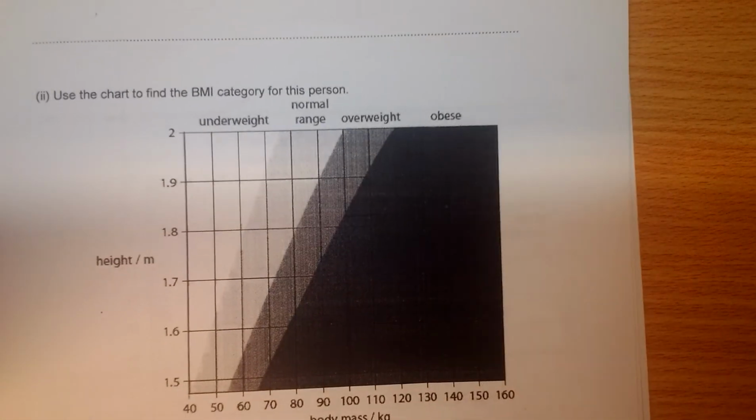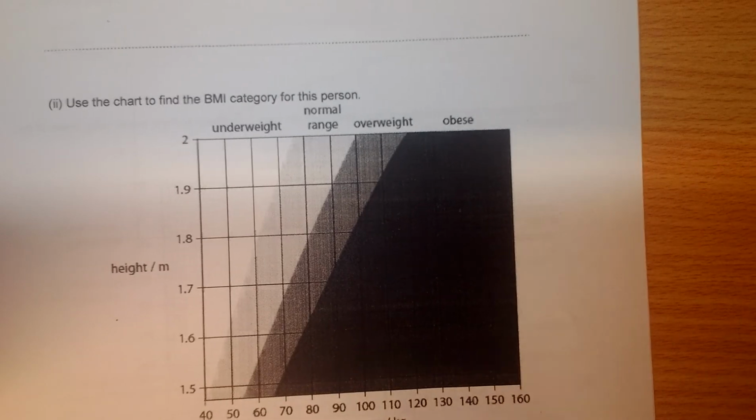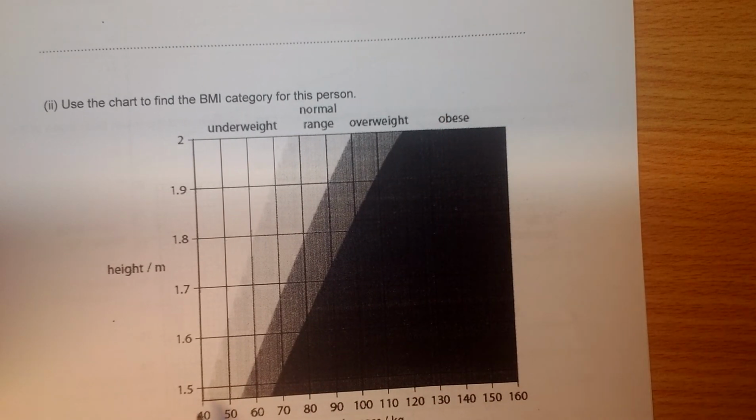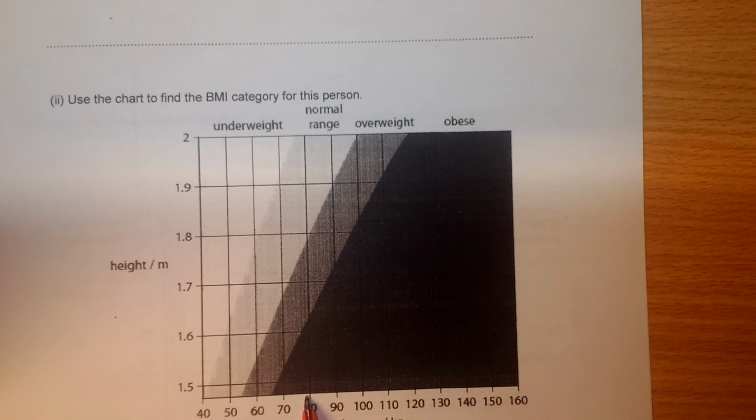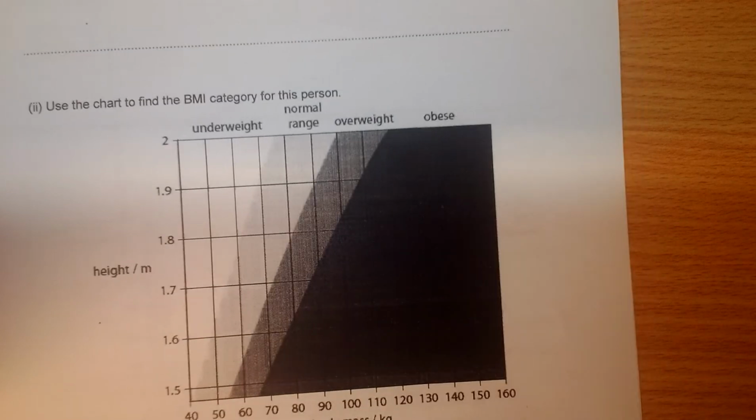We've now got a graph of body mass index for this person, and we need to decide whether they're overweight, underweight, normal or obese. So let's have a look then. Mass of 78 kilograms, so we're going to look across here, 78 is somewhere there. Height of 1.7 meters, so you can see they are firmly in the middle of the overweight band. So it's going to be answer C for that one.